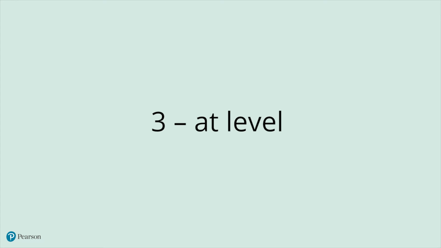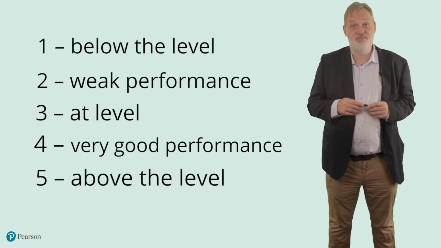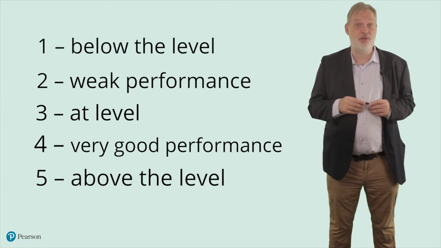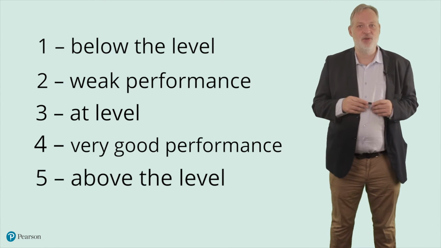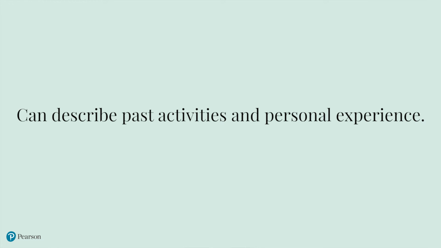So what about 1 and 5? In this case, 1 will be for those who can't describe themselves, what they do, and where they live, namely those who are below the level. Level 5 will be for those who are above the level. If you have a test taker who discusses past events in section 10 at the A1 level of exam, they'll probably deserve 5, as they meet the descriptor from level above, which reads, can describe past activities and personal experience.